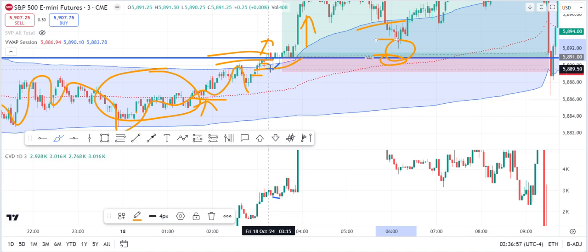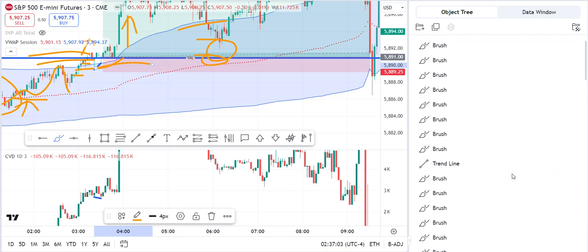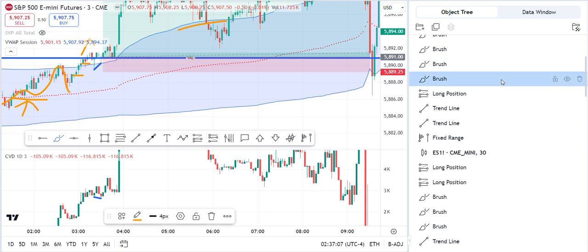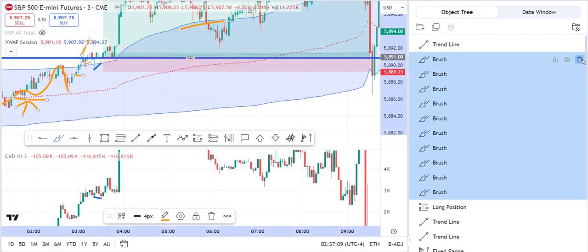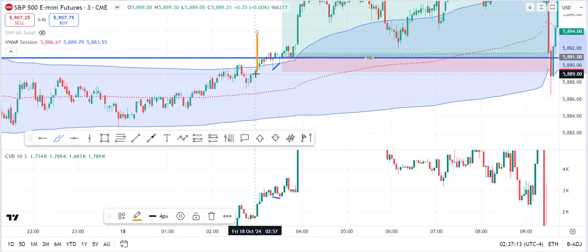So the low of this candle was my stop. I put it like one tick below. Let me just delete all this stuff so it's clean again. Okay, now it's clean again.